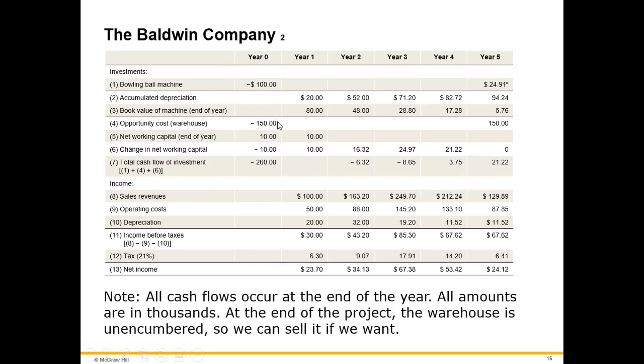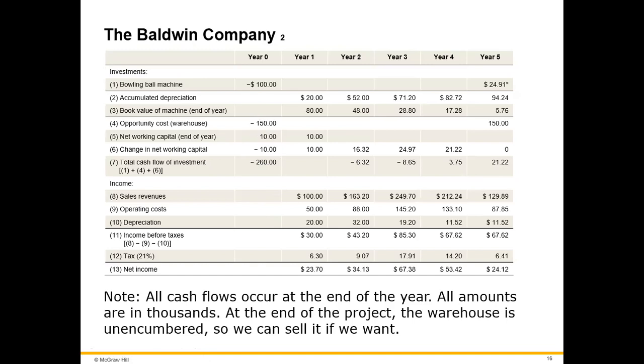What you have to remember is they are giving up an opportunity cost of selling the warehouse and land, or the building and land where they're going to make the bowling ball. So that needs to be taken into account. The net working capital at the end of the year, what are the needs? $10. So that means they have to expend $10 right now for the net working capital. So they have to spend an extra $10 for those current assets that they're going to need.